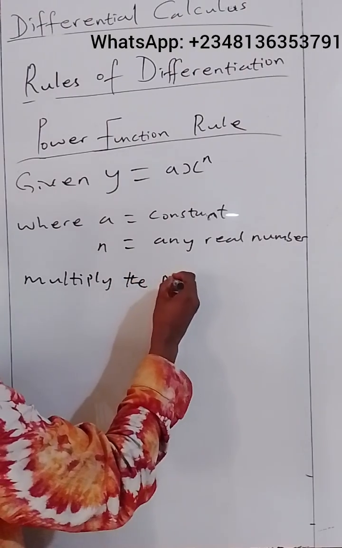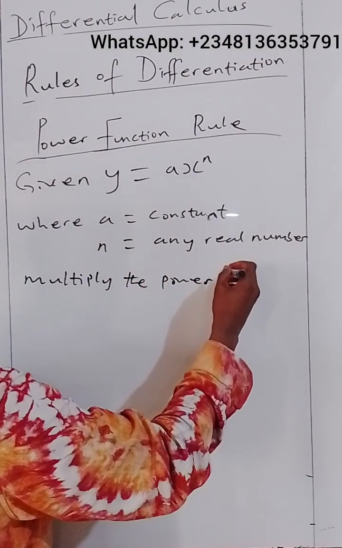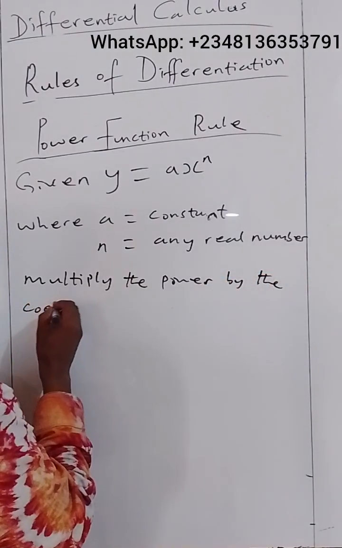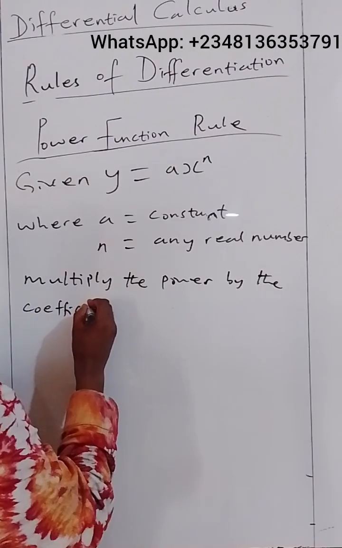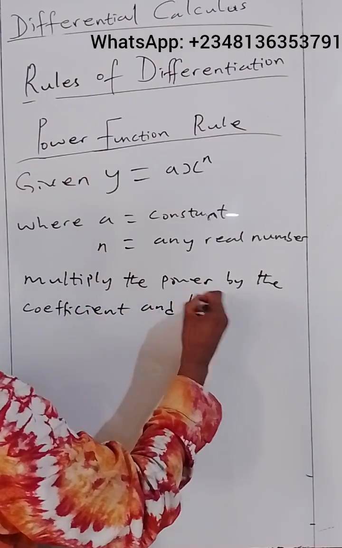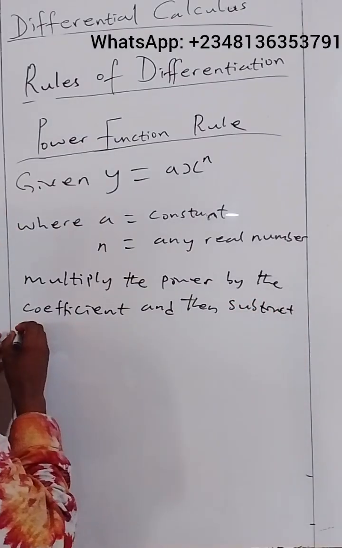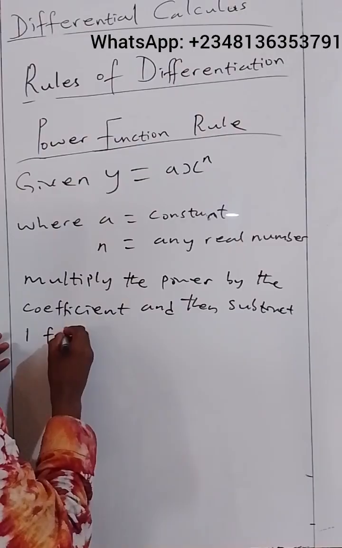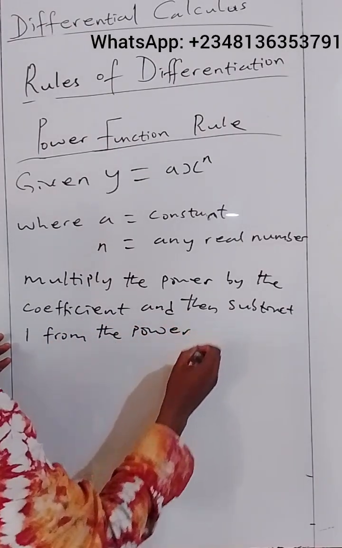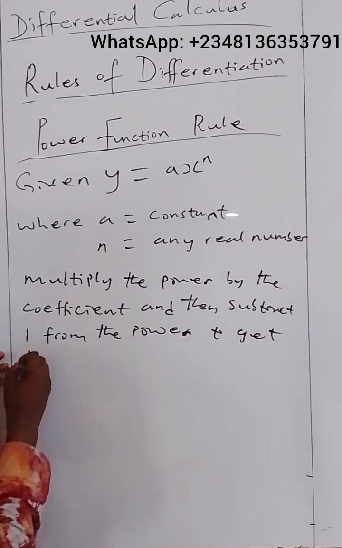the power by the coefficient, and then subtract 1 from the power to get the derivative.